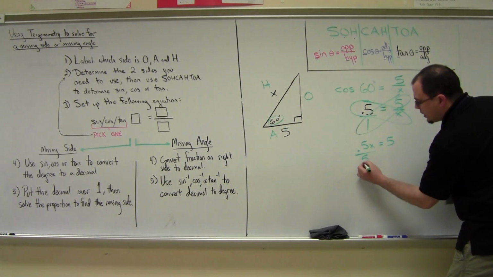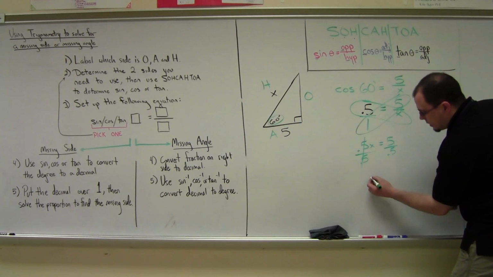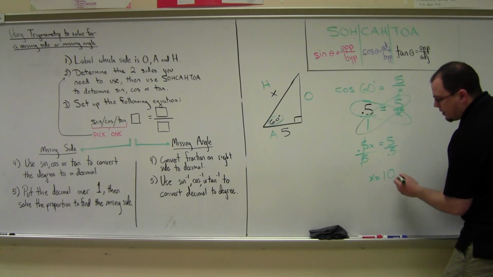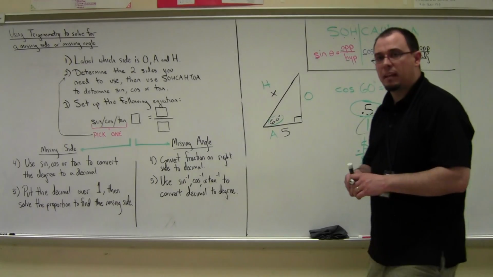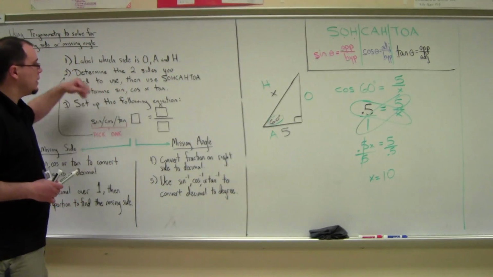If you divide both sides by 0.5, you're going to find out these cancel out, so we're left with x. 5 divided by 0.5 is 10, because it's a half, right? So how many halves go into 5? There's 10 of them.